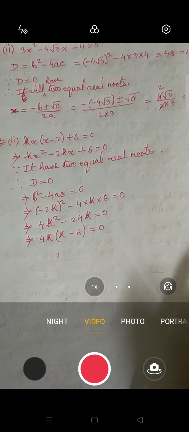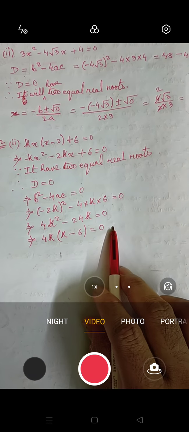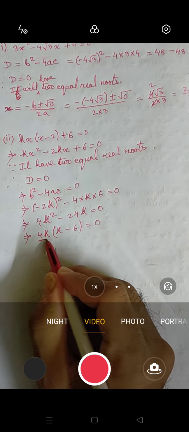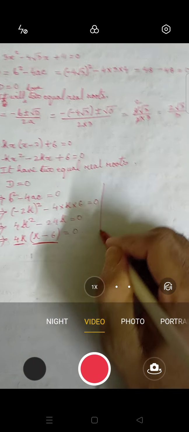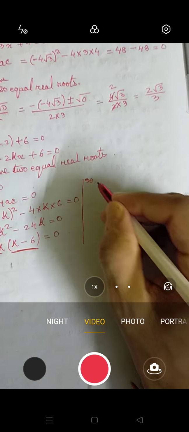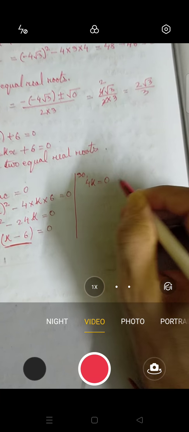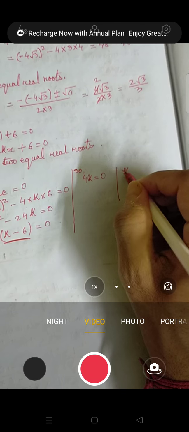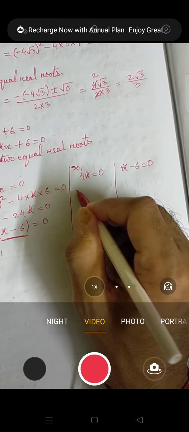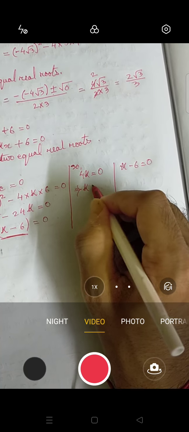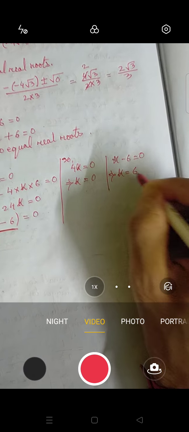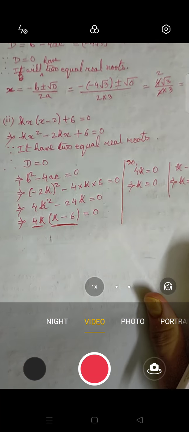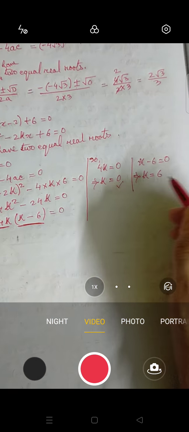Now you already know that LHS is always equal to RHS. Here you are having two numbers. This is one number, this is other number. So either this equals to 0 or this equals to 0. So I am writing over here: 4k equals to 0 or k minus 6 equals to 0. So if we take this as 0, then k equals to 0 by 4, that means 0, and this will become k is equal to 6. Any problem? No problem. Okay, fine.